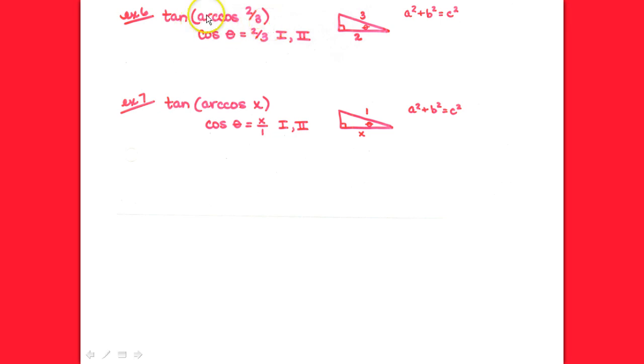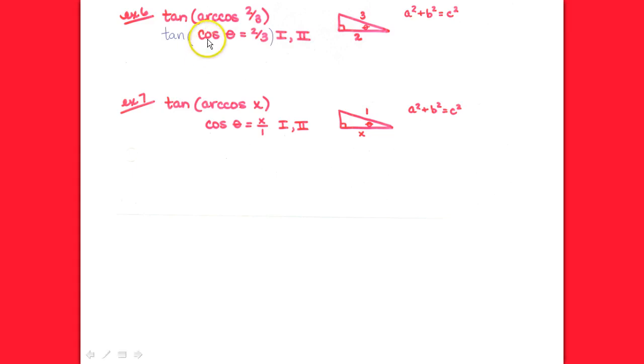Inside parentheses, I have arc cosine of 2/3, which by definition means cosine equals 2/3, and I only have first and second to choose from. I get all of that from the definition of arc cosine, all right? And once I've gotten that established, then I'm going to take the tangent of that, okay? But let's start on that inside.